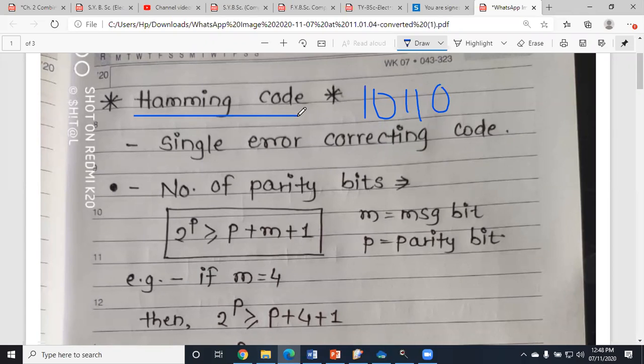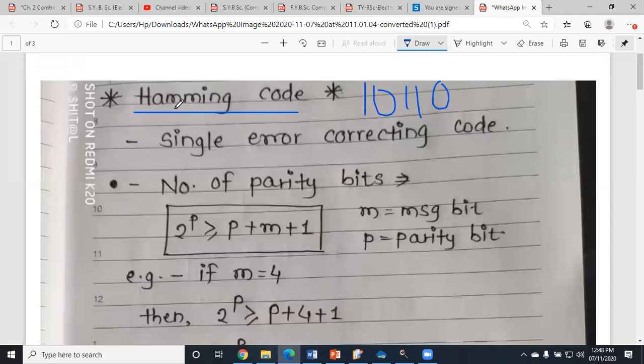Everybody understand what is Hamming code and where we are going to use it? While transmitting data, if you have a single bit error, then you can correct that single bit error by using Hamming code. Simple as that. Now see how to correct the information or single bit error by using Hamming code.